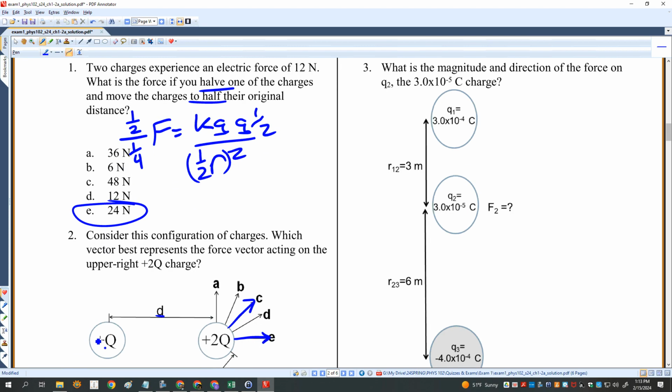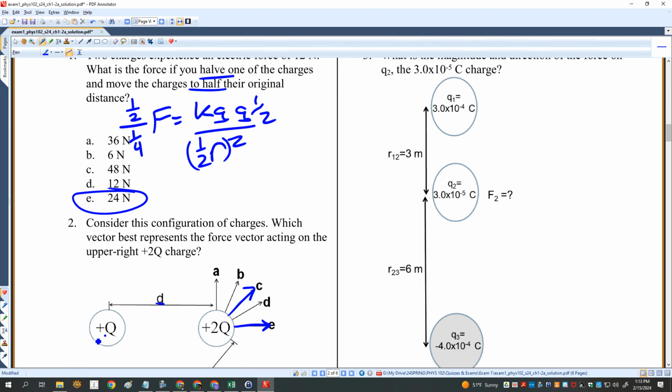What is the magnitude and direction of the force on the 3 times 10 to the minus 5 coulombs charge? So I just want to know the net force. Let's just draw the forces here. F1 is down, F3 is also down, so I need to calculate what those two are. F is going to be equal to kQQ over r squared. Notice though, I'm going to make this a little simpler, that I made these 10 to the minus 5, 10 to the minus 4, that's 10 to the minus 9, so it cancels out with my 10 to the ninth in the k. So just let me show you what I mean by that.